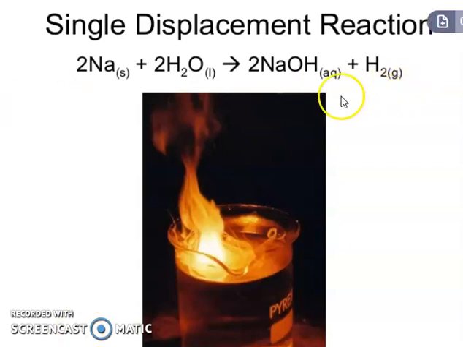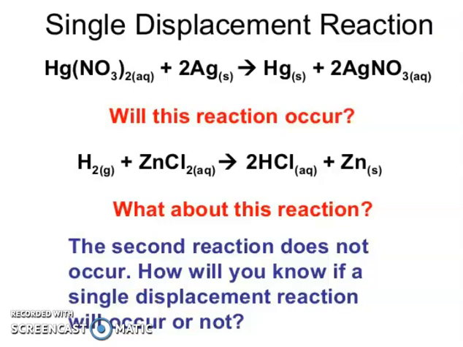Now single displacement reaction: sodium reacts with water, it gives sodium hydroxide. So sodium replaces the hydrogen in the form of H2 gas. Single displacement reactions: silver nitrate, mercuric nitrate react with silver, it gives silver nitrate. Will this reaction occur? H2, zinc chloride, hydrochloric acid, and what about this reaction? So the second reaction does not occur. How will you know if a single displacement reaction will occur or not?